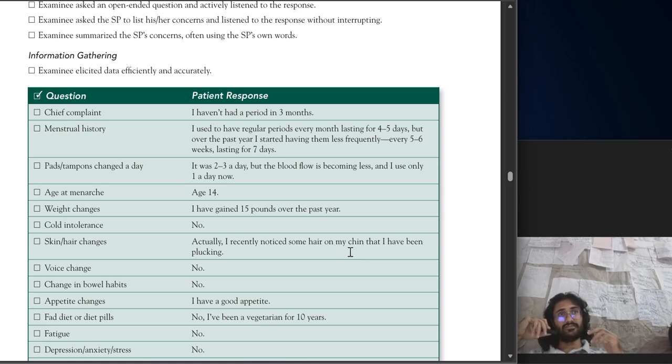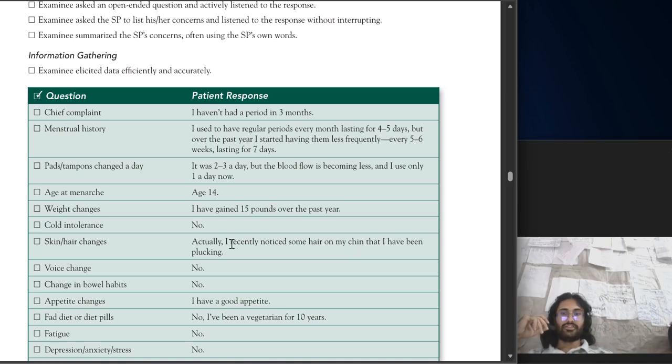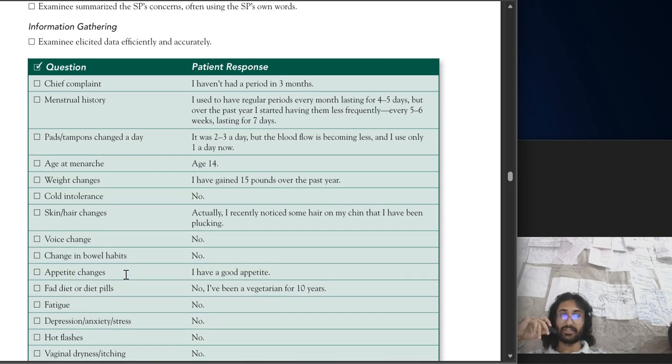Now the thing which is required for growing the hairs is the main thing. The main hormone is testosterone, and it's usually mostly found in males. So she recently noticed some hair on her chin and has been plucking it. Okay, voice changes. Now that's the major thing.